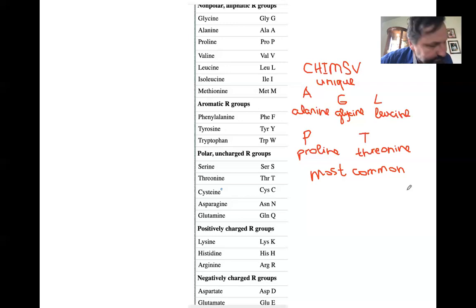So you can see that, again, for L, there are unfortunately more than one choice, right? There's also lysine somewhere, K, right? So lysine also starts with an L. Proline, for example, we have phenylalanine that starts with a P. Threonine, we have tyrosine, that starts with a T. So these are gonna be most common.